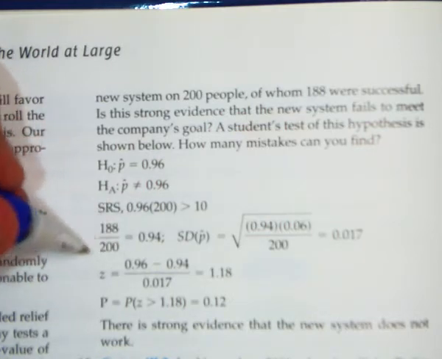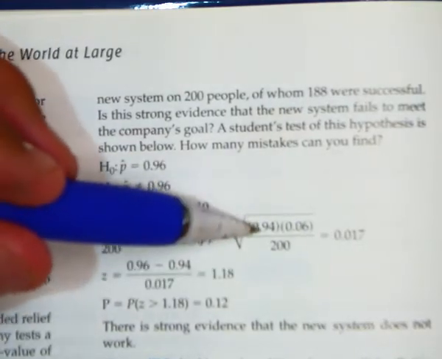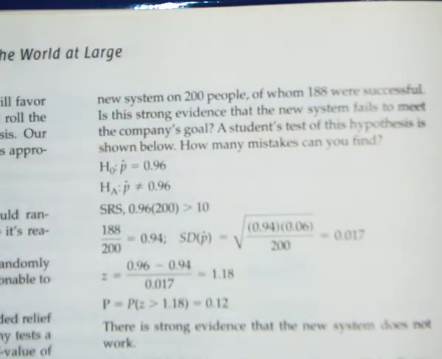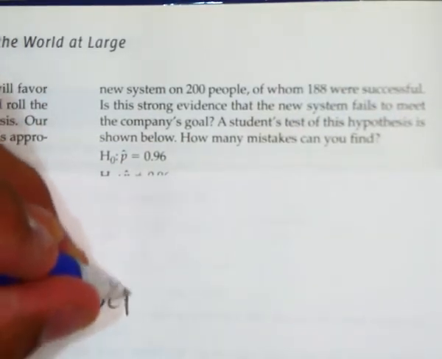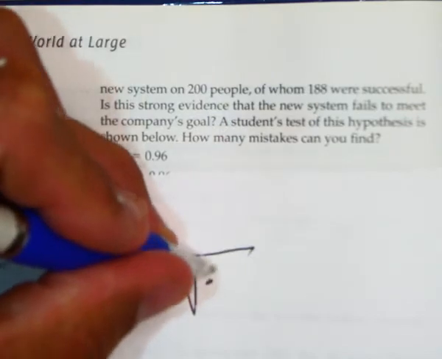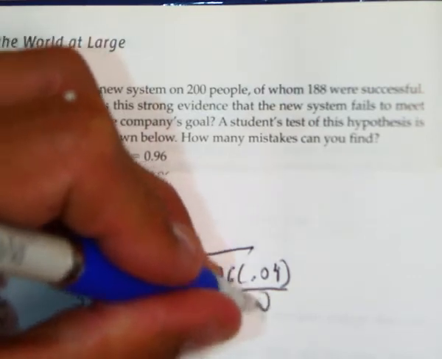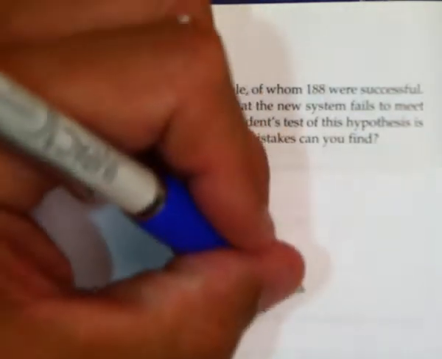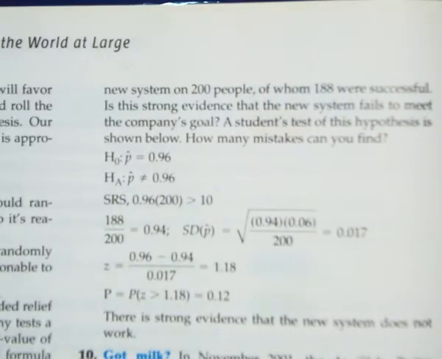So what this is, we don't know. I'm assuming this should be p hat equals 188 over 200. They didn't put that. Standard deviation is never in terms of p hat. The standard deviation should be in terms of p and q, not p hat and q hat. So it should be the square root of 0.96 times 0.04 over 200, and if you do that, you get about 0.014.